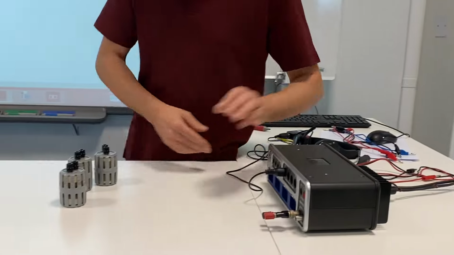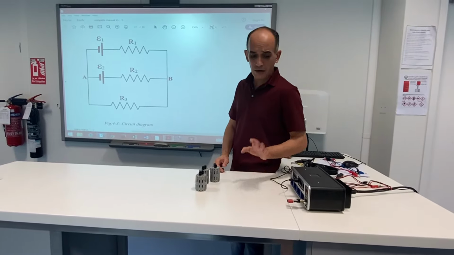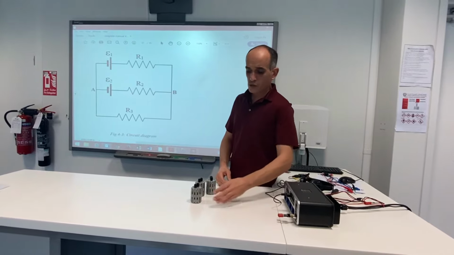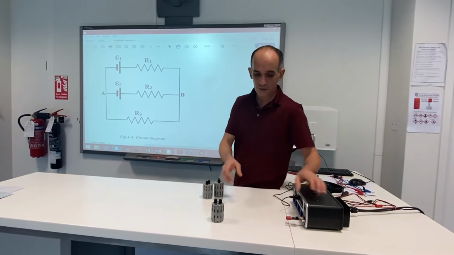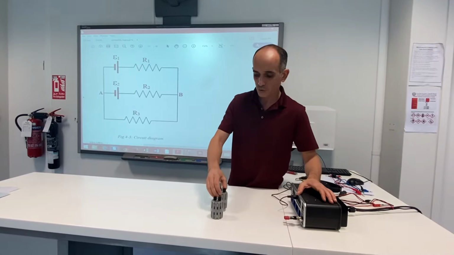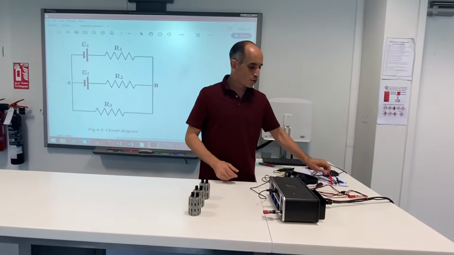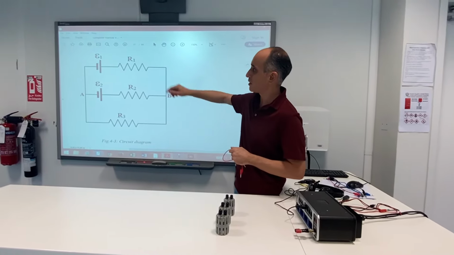Now, to start connecting a circuit like this, first of all, we will arrange our items like they appear in the diagram. So first, I'm going to put R1, and then put R2, and then R3. And then I'm going to start by connecting branch by branch. So let's take a look at the circuit diagram.